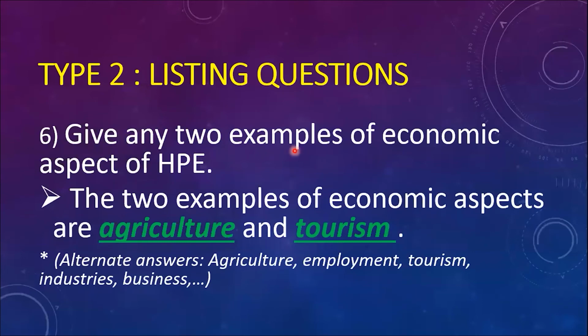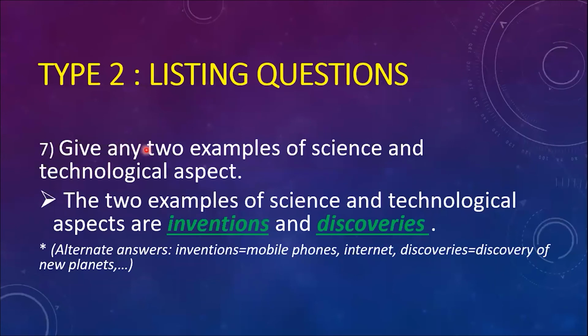Next question. Give any 2 examples of economic aspect of HPE. The 2 examples of economic aspect of HPE are agriculture and tourism. So you can give other alternative answers as well. Instead of agriculture and tourism, you can give employment, or you can say industry or business or any trade. Next question. Give any 2 examples of science and technological aspect.